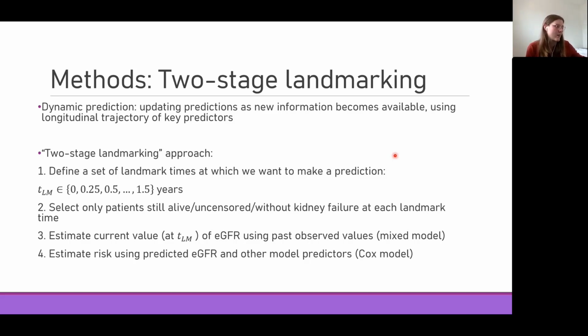We then define these landmark risk sets, which is the people that are still at risk at that time. So these people haven't yet had kidney failure, they've not yet been censored, and they are still alive. At these landmark times, we then want to estimate what we think eGFR is at that time. And then we finally have a separate model. So the second stage is the actual prediction model, which predicts the risk of kidney failure or death based on our observed values of eGFR and other markers.